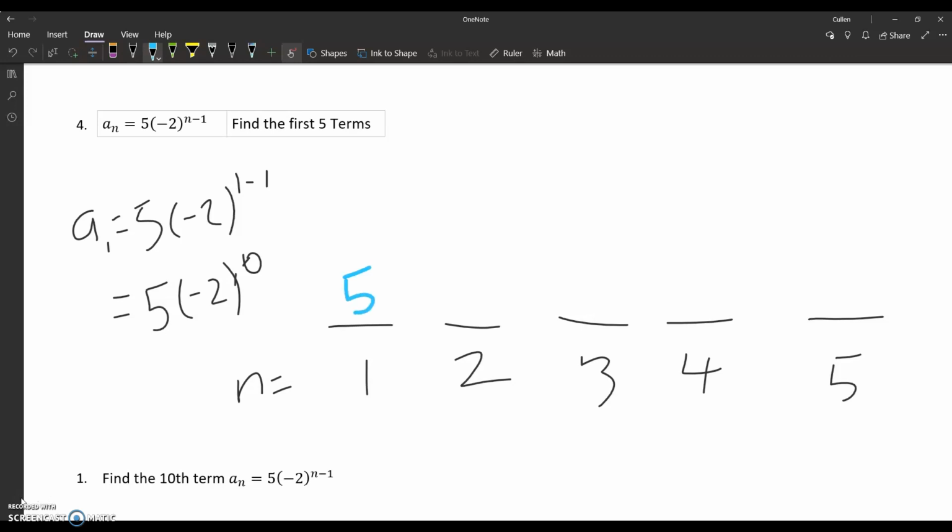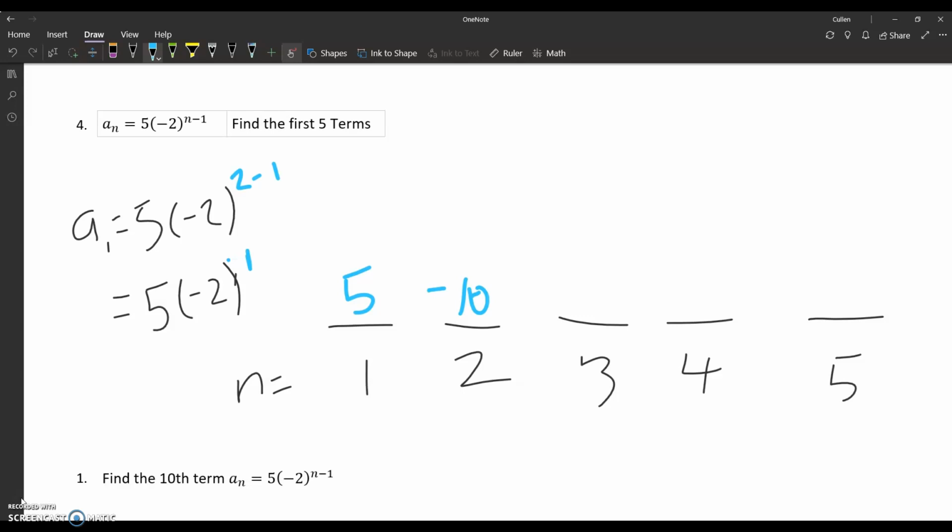And now for your second term, you can plug in 2 for n. So erase some of these things and then plug in 2 instead. So in the second term, I'm going to plug in 2 minus 1. That means 2 minus 1 gives me positive 1. And then -2 to the positive 1 is -2. And then if you do 5 times -2, you get -10. And then you can see the pattern is going to go on from there. You can plug in 3 and 4 and 5 if you want to.